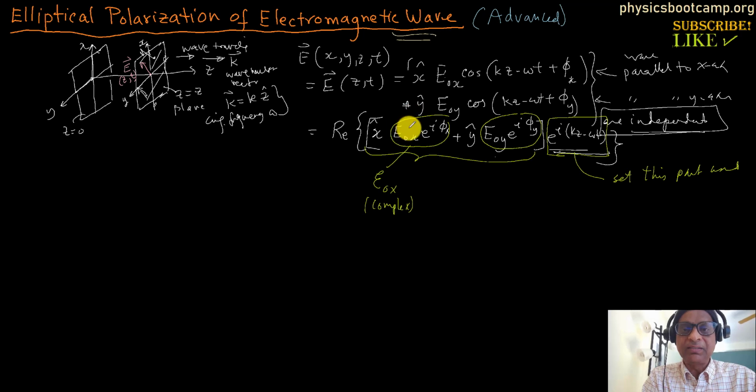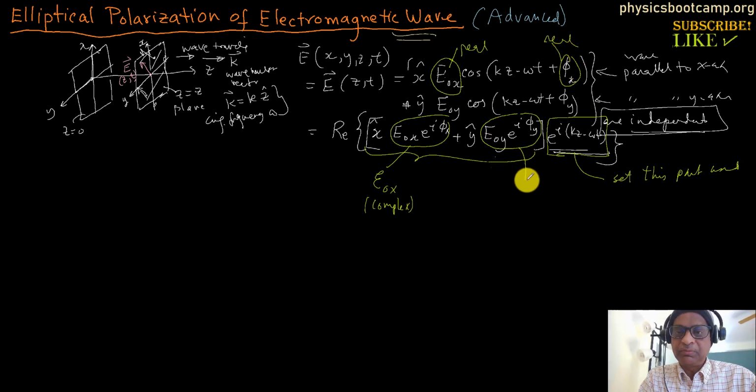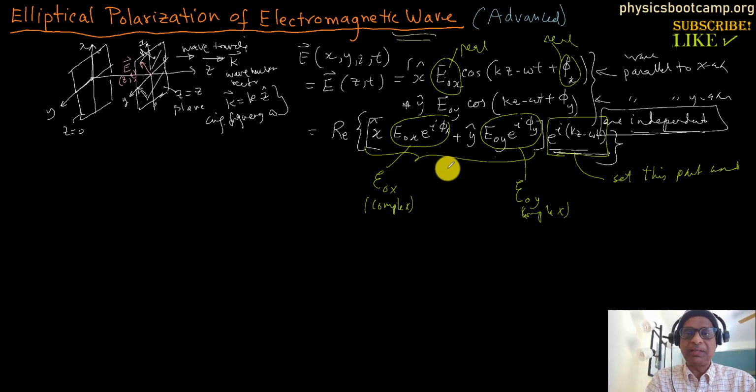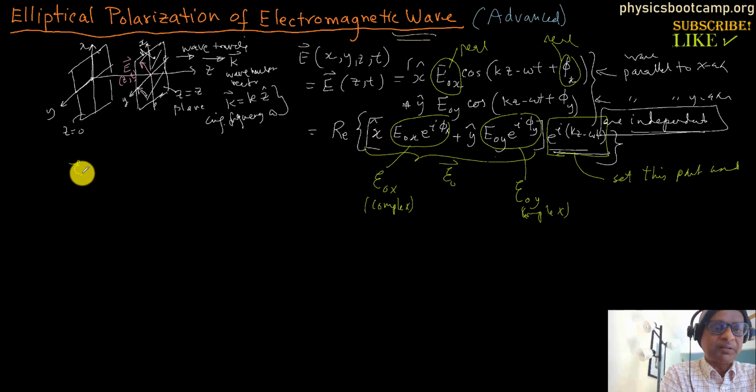And e0x is real. This is real. And this one can similarly say e0y, just so the notation can be, and this whole thing we can just say e0 vector. So e0 vector is complex now.